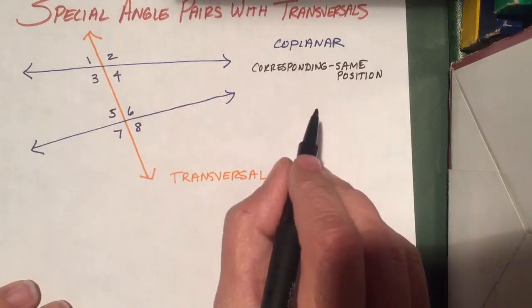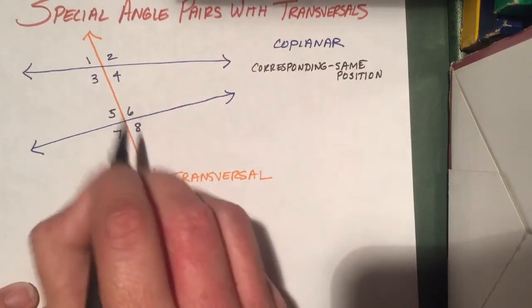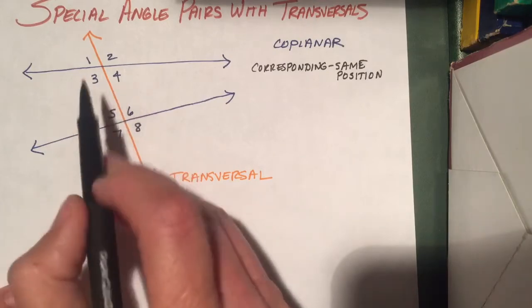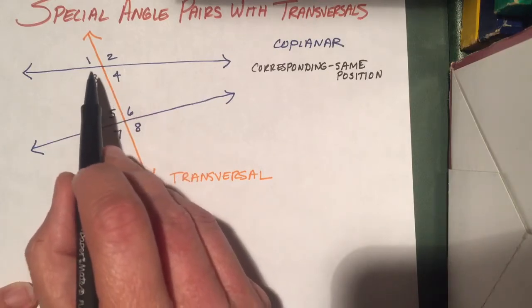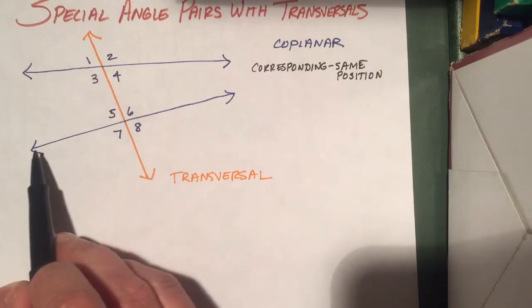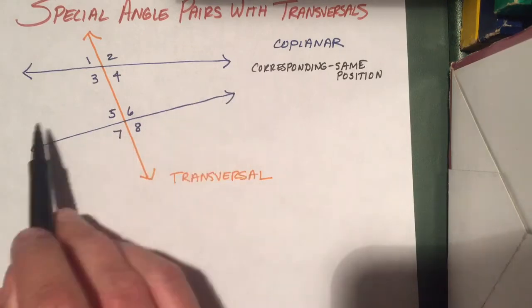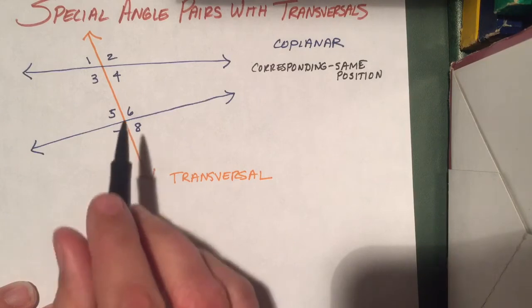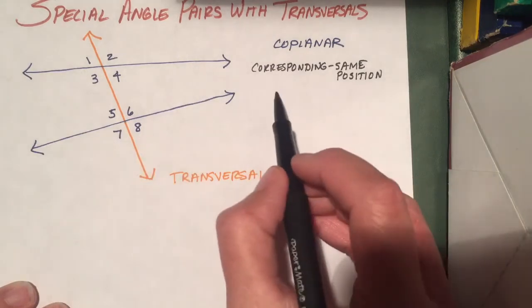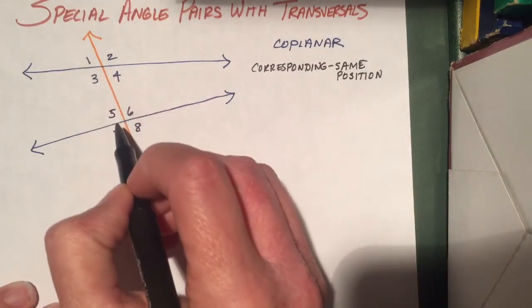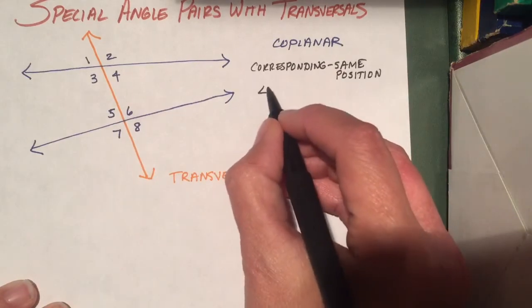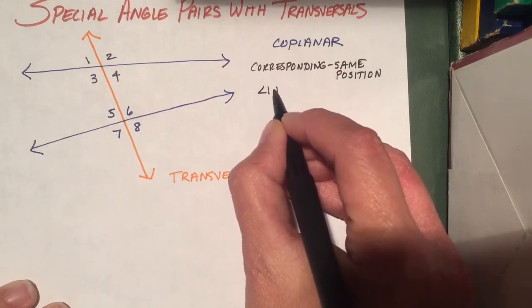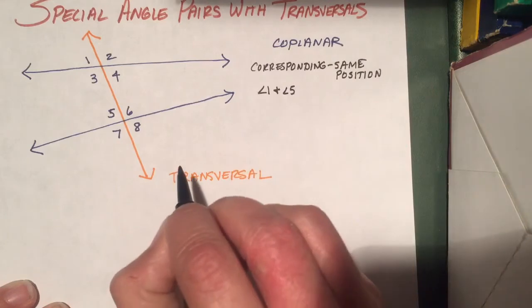Well, the same position means they're going to both be on the same side of the transversal, left or right, and then they're both going to be on the same side or in the same position based on one of the coplanar lines that the transversal is intersecting. So let's look at our first set of correspondings. Corresponding angles would be like 1 and 5. So angle 1 and angle 5 are your first pair.